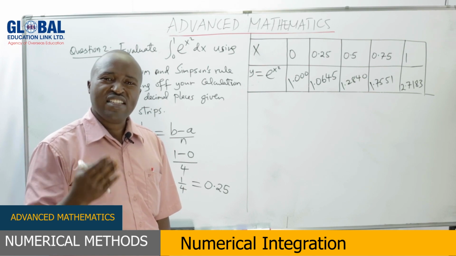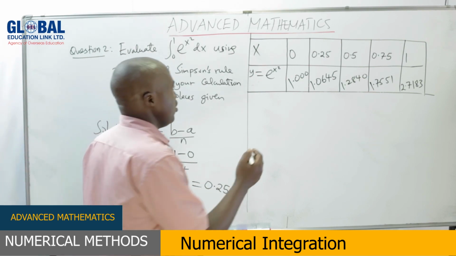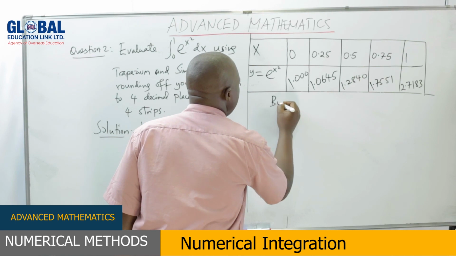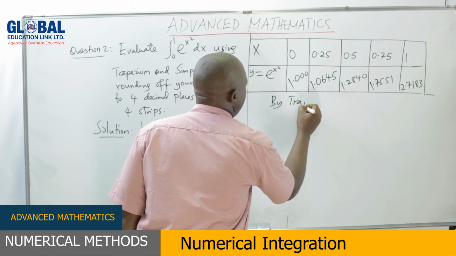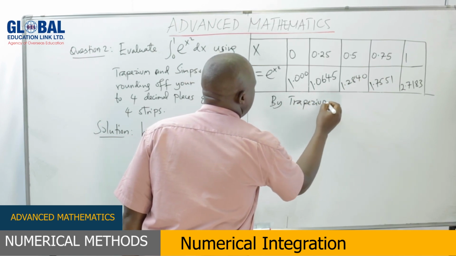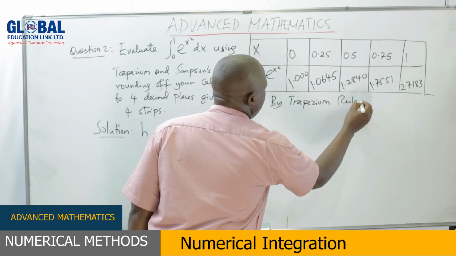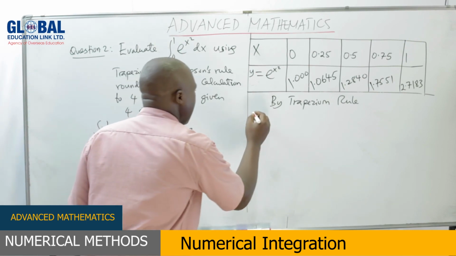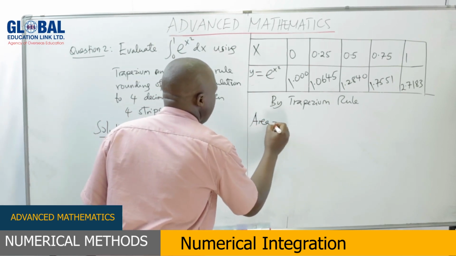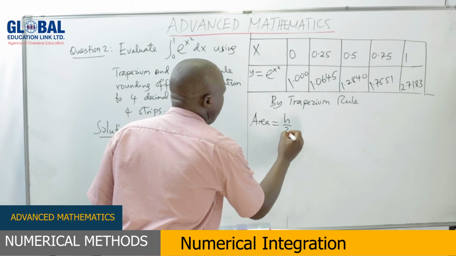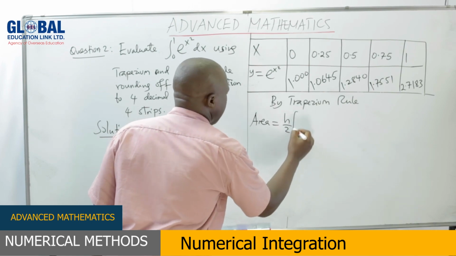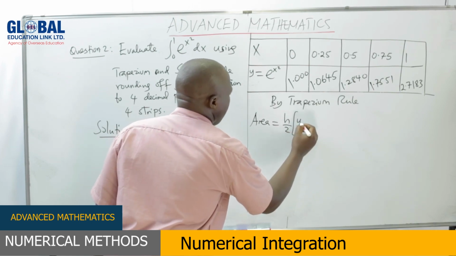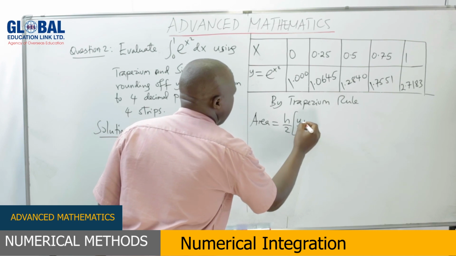Now, my dear students, after this, it is time to compute the area by using the two rules. We are starting with the trapezium rule. So the first rule, that is by trapezium rule. I'm sure you remember the formula. That is area is equal to h over 2 bracket of, that is y1 plus.